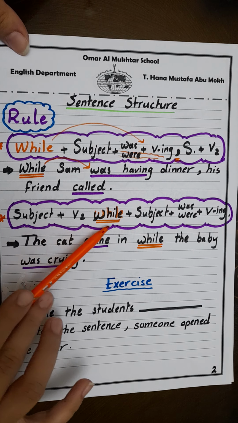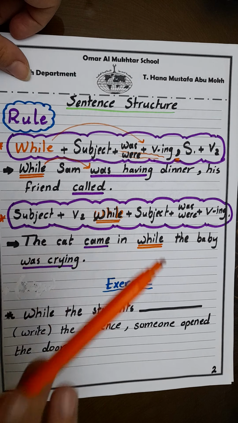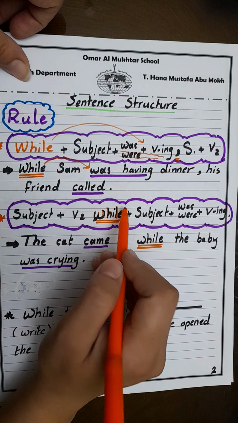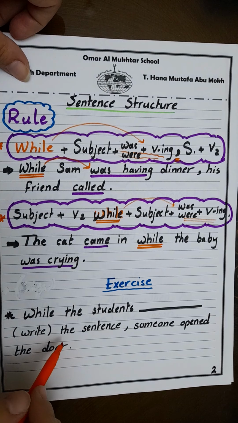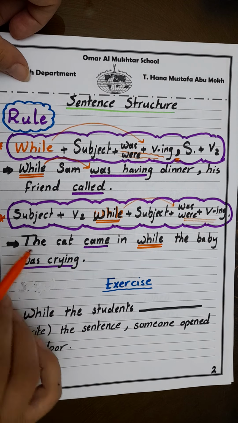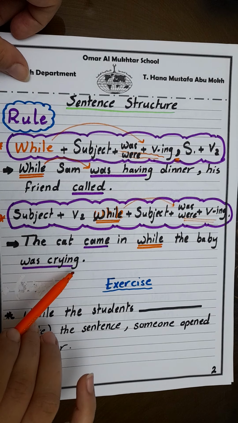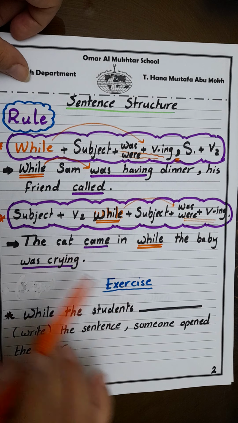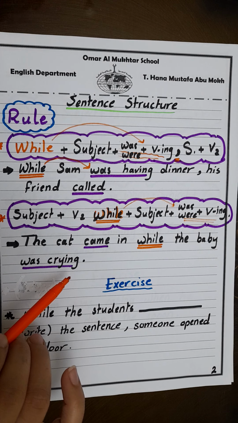Okay, and I continue with the continuous action, using while again, which comes in the middle. What type of verb comes after it? Also was and were plus verb ing. Okay, the cat came in while the baby was crying. The cat came in quickly, while the baby was crying. What is the baby doing? Crying.